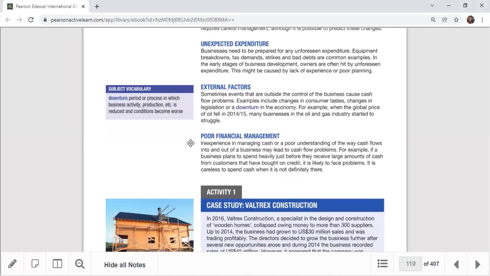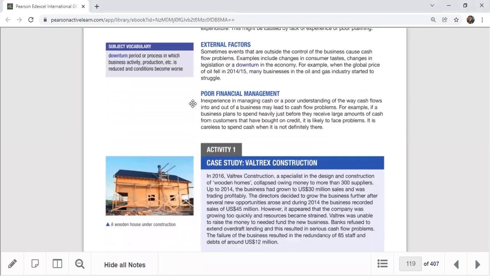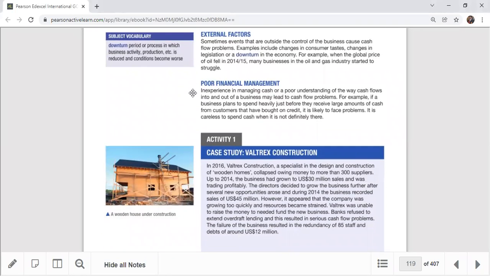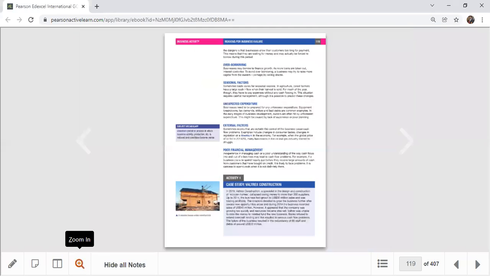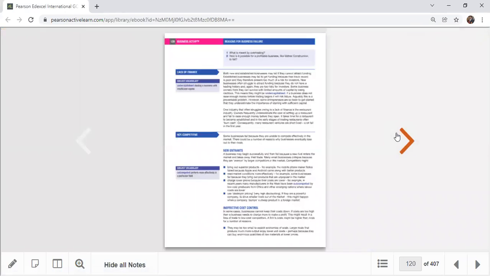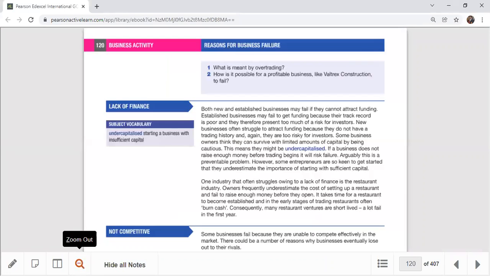If you have inexperienced managers and poor financial controllers, that's another reason, because the heart of the organization is the department of finance. If they are not functioning properly, the organization will eventually fail. And then we talk about this case study, Valtrex Construction. This construction organization also recorded over-expansion, and their turnover increased from 30 million to 45 million, about 50% growth. Later on, because of the overtrading conditions, the business eventually failed.